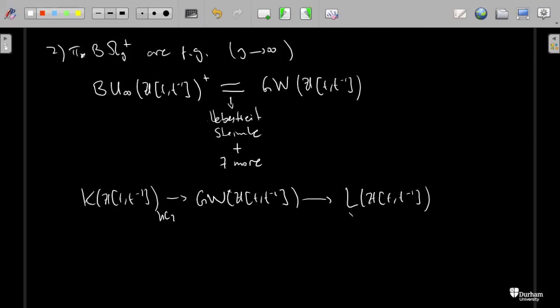Now, these are related to the groups that appear in surgery theory. They are not exactly those, but it's related to it. And using that relation, one shows that, and actually Ranicki and Shaneson show, and in the end, Kervaire and Milnor show that this is finitely generated.